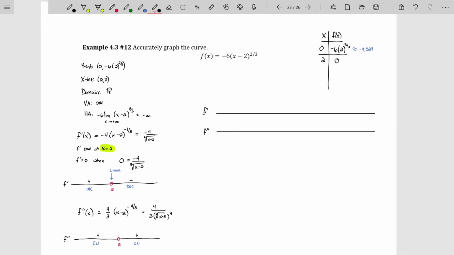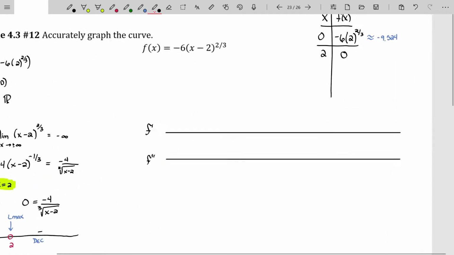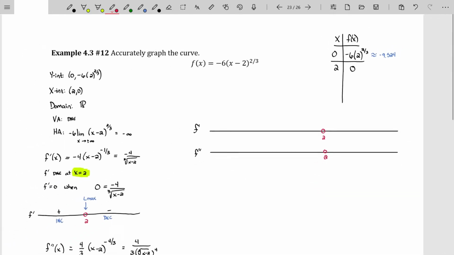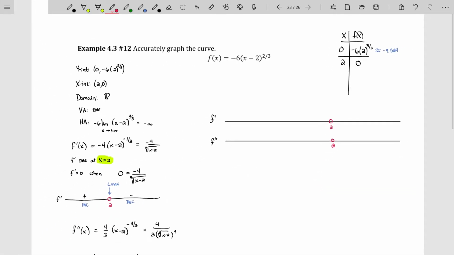Note, both with f prime and f double prime, 2 is not going to exist for either of them as well. They're going to be critical numbers, but neither the derivative nor the double derivative exist at 2. So that's 2 obviously. And then I'll fill in all the other information about the function.